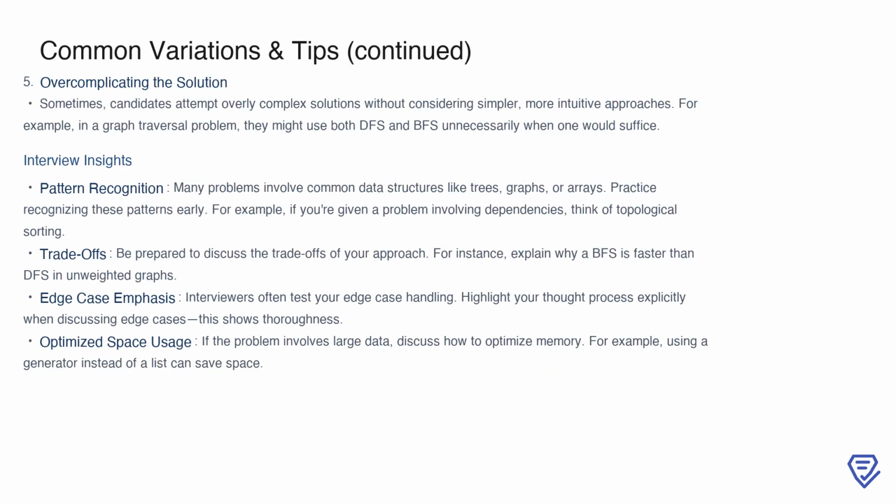Overcomplicating your solution is another common mistake to be aware of. Sometimes, the simplest approach is the best one. For example, in a graph traversal problem, using both DFS and BFS together might seem thorough but can introduce unnecessary complexity when one method alone would suffice.